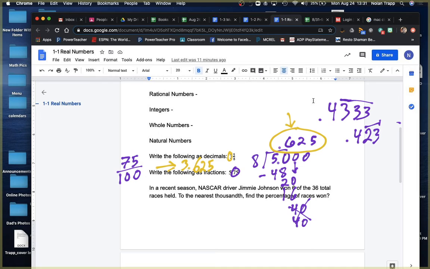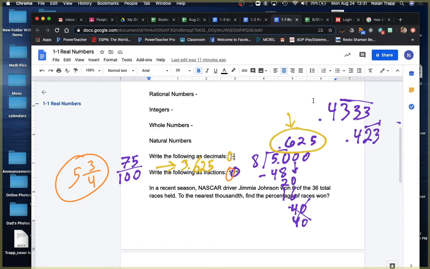So what goes into 75 and 100? Well, we deal with money quite a bit, so hopefully 25 goes in each of those. 75 divided by 25 is 3. 100 divided by 25 is 4. I take that 3, put it in front, and I'm done.